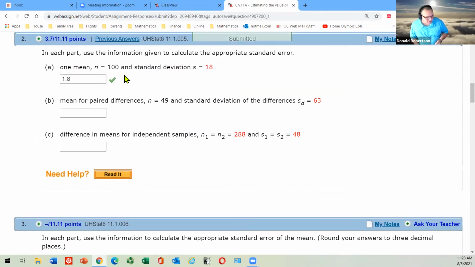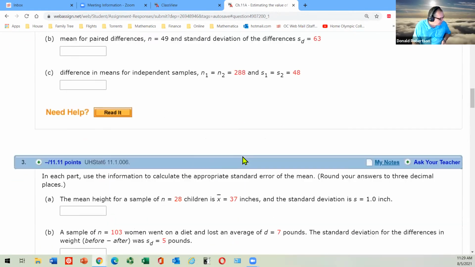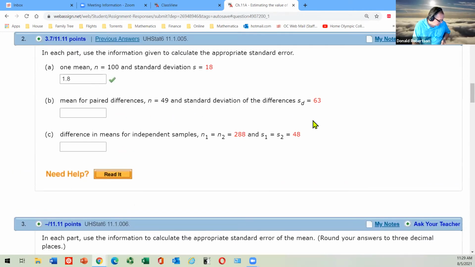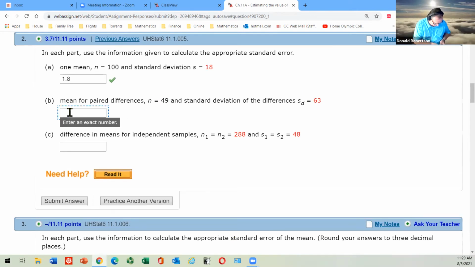So all you're doing here is the preamble, right? You're not actually in this section going to calculate any intervals, right? You're just going to find the standard error or whatever it is they're asking you. So can you imagine in this one, they're asking you for it. So it's what, 63 divided by 49. Which happens to be a nice number, 9.